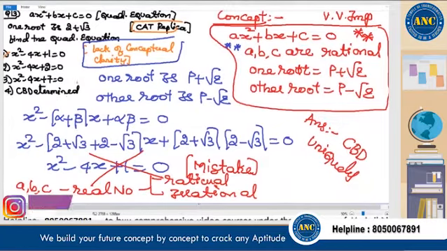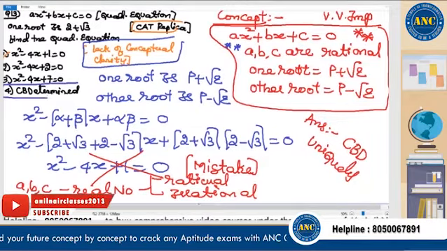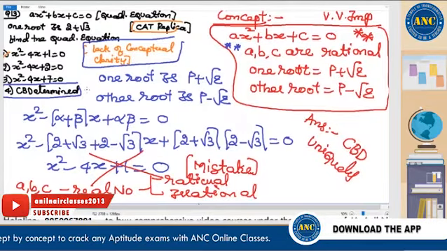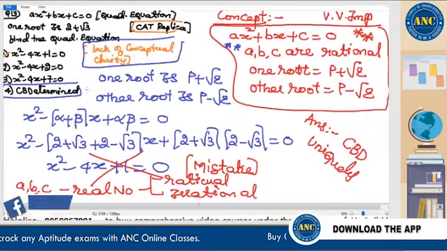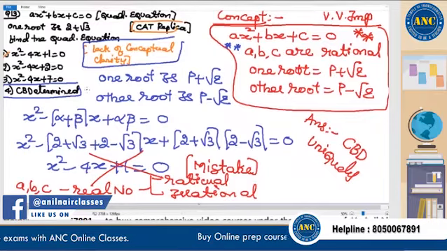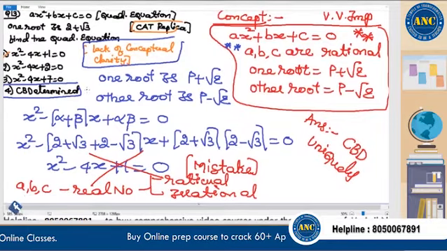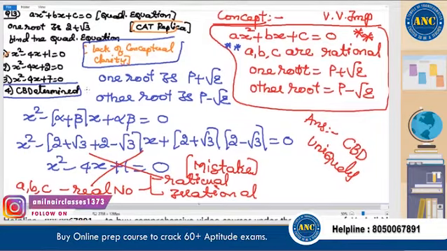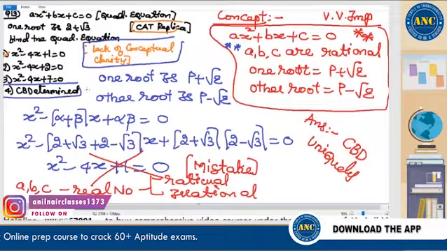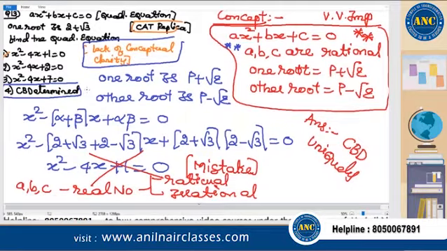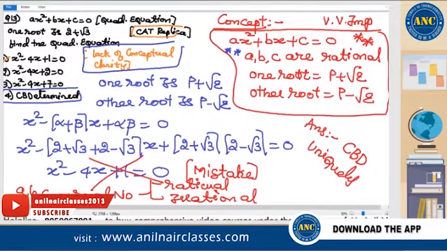So answer for this question is cannot be determined uniquely. If one root is 2 plus root 3, another root could be minus 2 plus root 3 or 2 minus root 3. You will get two values. So answer is cannot be determined uniquely. That was question number 13. I hope it is clear. Very, very important question.